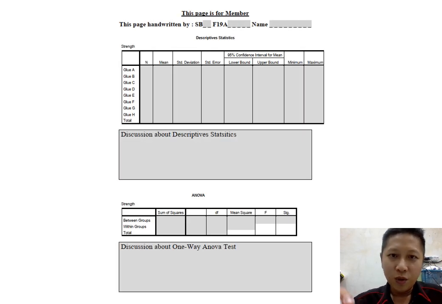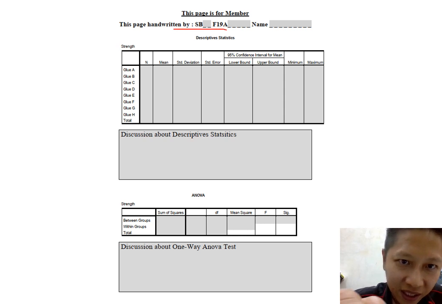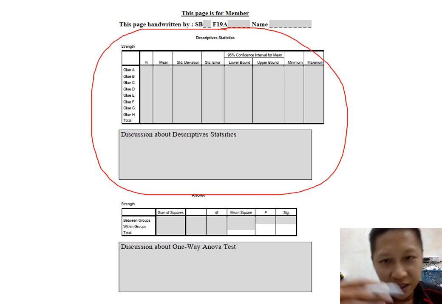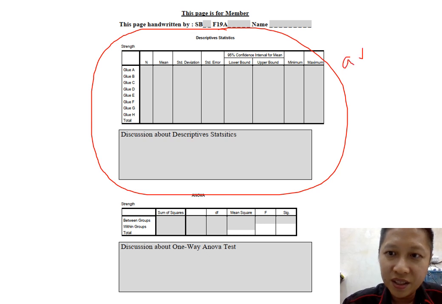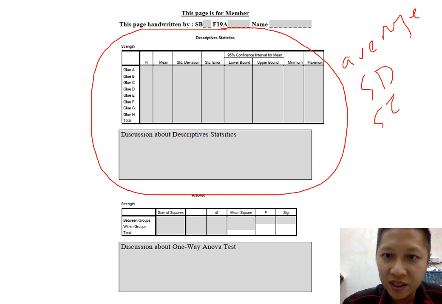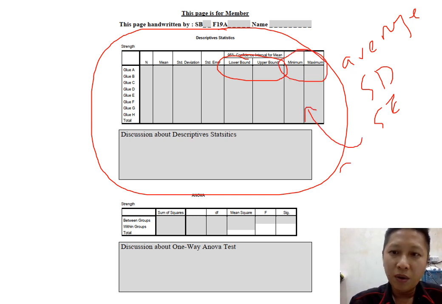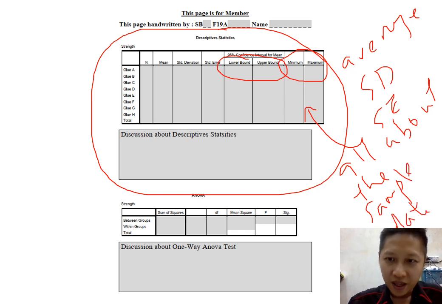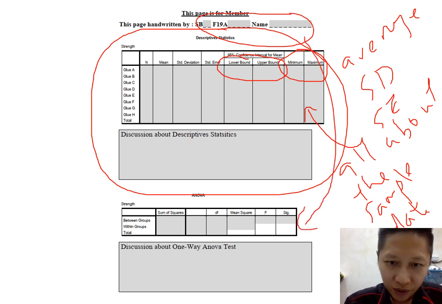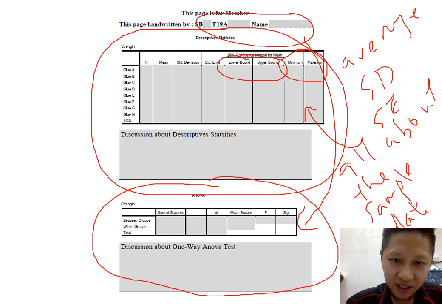Then the next member is going to do something about descriptive statistics. What is descriptive statistics? This is to find the average, the standard deviation, the standard error, the upper bound and the lower bound, and the maximum value and the minimum value, and fill them in. All about the sample data. And then this member is going to get the value for the ANOVA and discuss it.